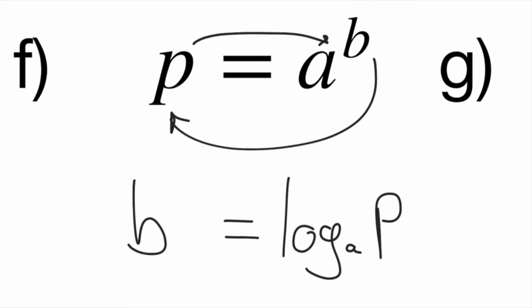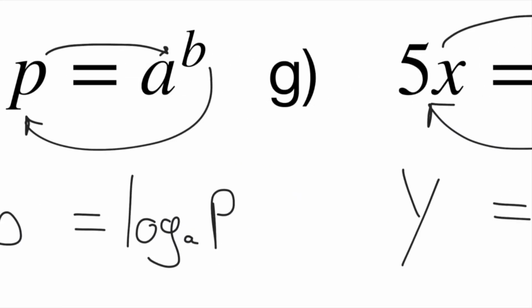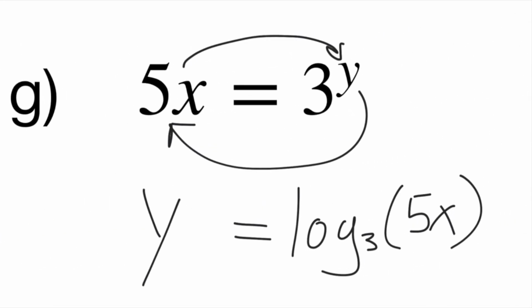Here's one that has absolutely no numbers at all. That's okay. You can switch the exponent and the power, and then you get b is equal to log base a of p. Log of 3 is the base, y is the exponent, and 5x is the power. So you switch them around, the exponent goes by itself, log base 3 of 5x. 5x is the power.